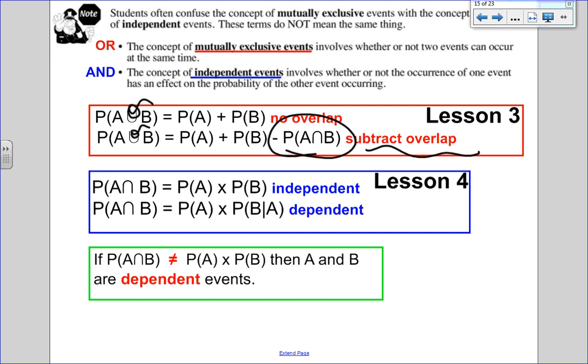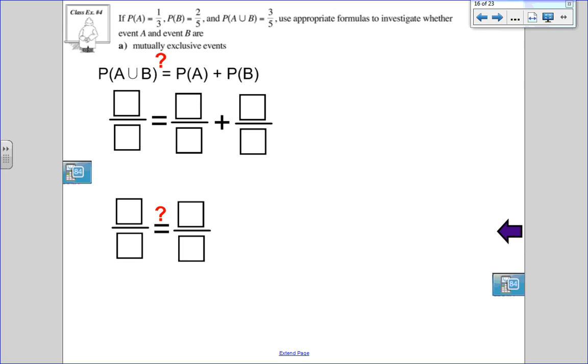Now in this lesson, we're dealing with "and" probabilities. So "and" probabilities, when I have A and B, if it's independent, it's just the individual probabilities multiplied together. And probability, if they are dependent, it's the probability of A times the probability of B given that A happened first. That's all that means. So if the probability of A and B is not equal to the individual probabilities multiplied together, I know they are dependent events. So let's try these ones here.